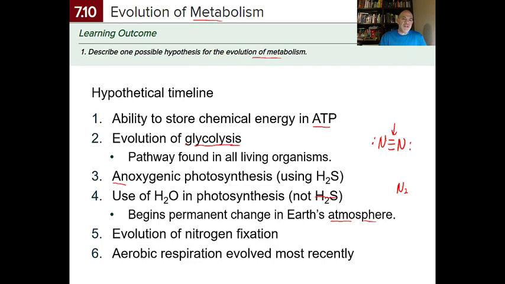And then probably one of the most recent metabolisms to evolve was aerobic respiration. It couldn't have come first because the rocks that tell the story, these ancient rocks, show that there was no oxygen in the atmosphere. And so you had to have oxygen production first for a metabolism that would take advantage of that availability of oxygen as an electron acceptor. So this is a hypothetical, a hypothesized timeline. Metabolisms evolved.